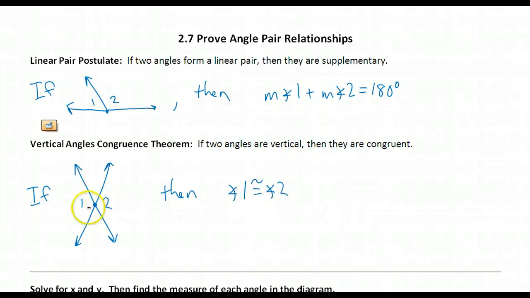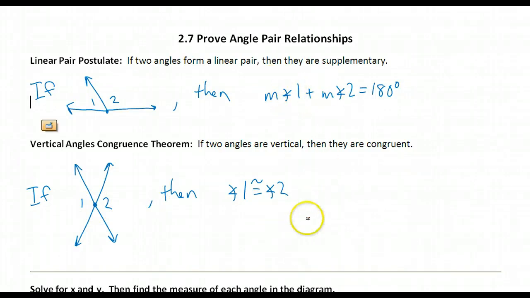And if you look, that makes sense. These two angles form a linear pair, and these two angles form a linear pair. So these two angles sum to 180 degrees, and these two sum to 180 degrees. And since they both share this angle, that means that these two angles have to be congruent.